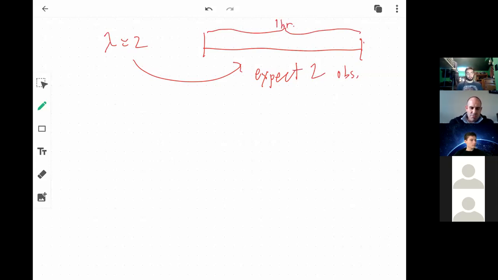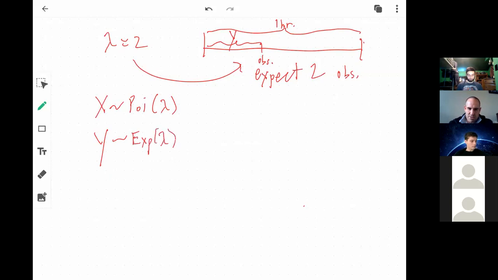Then X is distributed as Poisson with parameter lambda, and Y is distributed as exponential. And so here we go, maybe this is an observation right here. The amount of time that passes to that first observation is what we call Y. Y has the exponential distribution with parameter lambda. What is the expected amount of time, do you think?